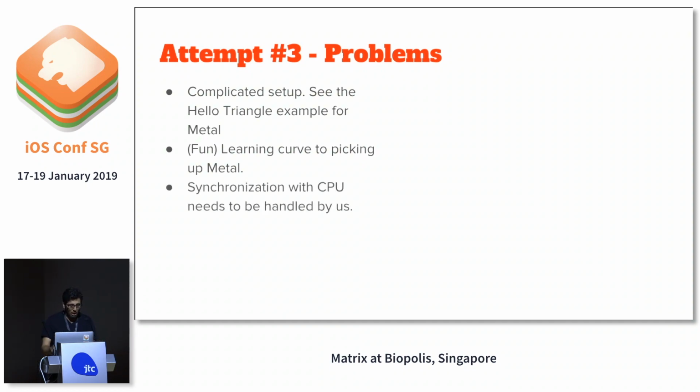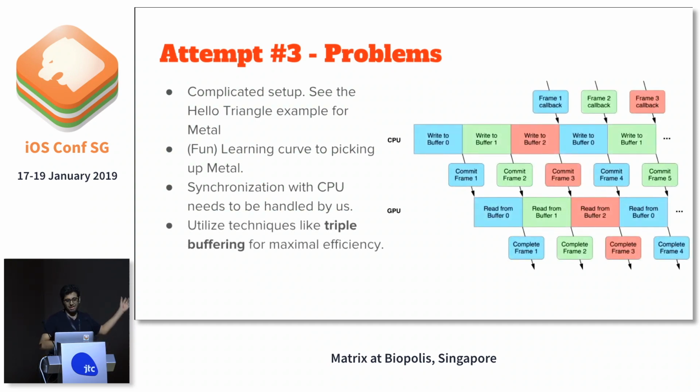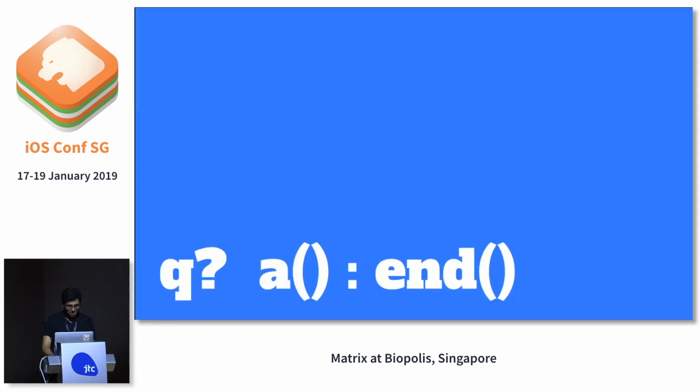The problem with this is that, like I mentioned, iOS does not handle CPU and GPU synchronization, so you have to manage it yourself. You have to do things like triple buffering, which basically means the CPU has to constantly keep sending frames, and at the same time the GPU is going to read from the frames and process them, so on and so forth, in a pipeline way. Okay? So, that's it.